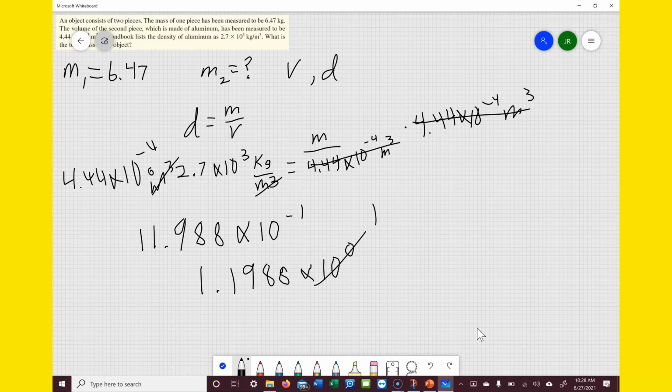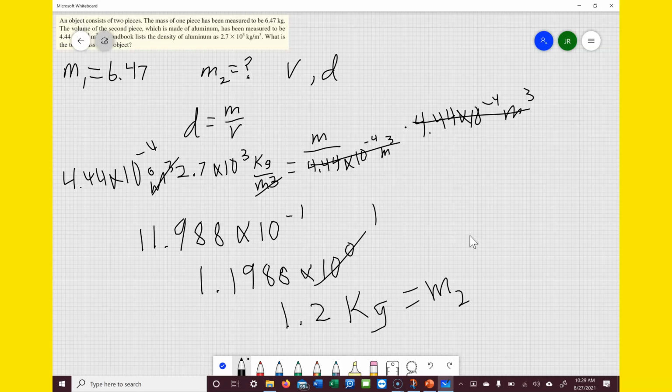So that's just 1. And now I'm going to think about my significant figures because I'm done calculating. I had 3 significant digits in the 4.44. I had only 2 significant digits in the 2.7. So 2 significant digits is the limit. So this is going to be 1.2 kilograms. That's M2.